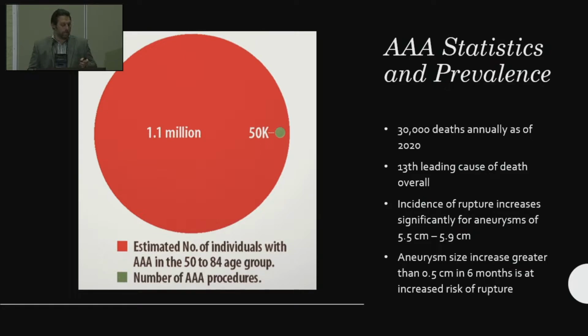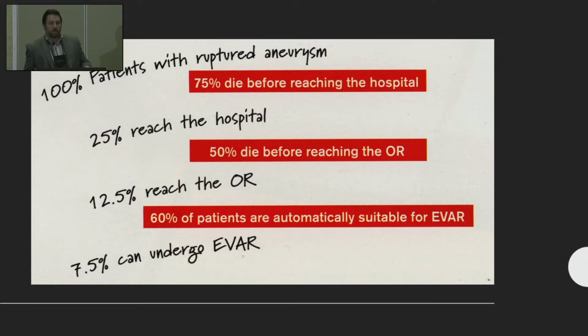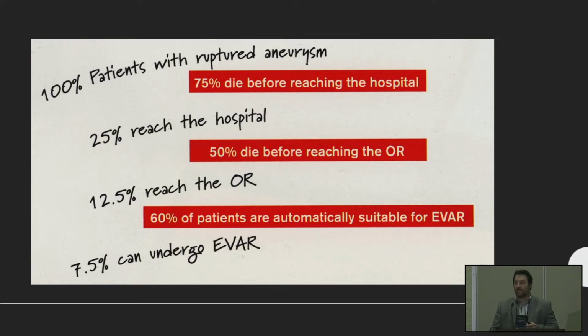So why is rupture so worrisome? Dr. Lassar shared this slide with me. Of 100% of patients that have a ruptured aneurysm, 75% of them will die before they reach the hospital. Now, of that 25% that actually make it to the hospital, half of them will die before they reach the OR. So we're left with 12.5%, and out of that, only 60% of them can just automatically have an EVAR when they make it to the OR. So out of our original 100%, 7.5% can undergo an EVAR.